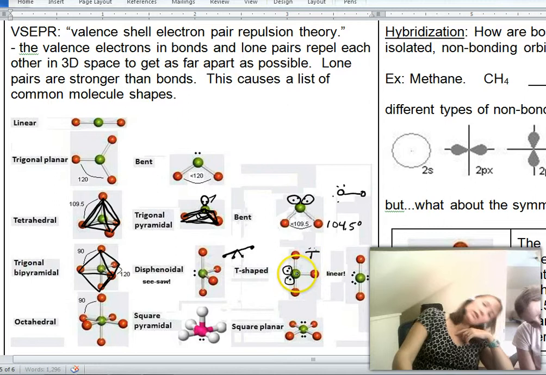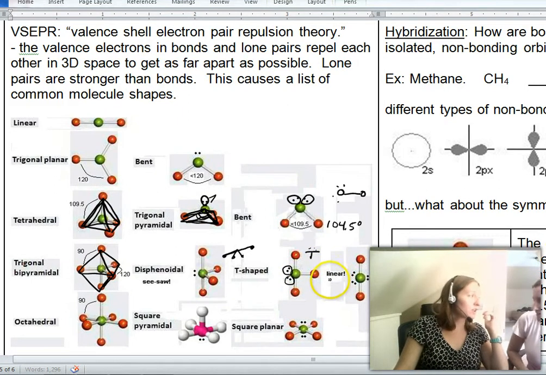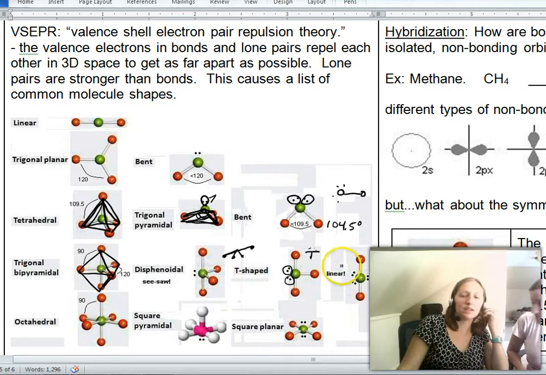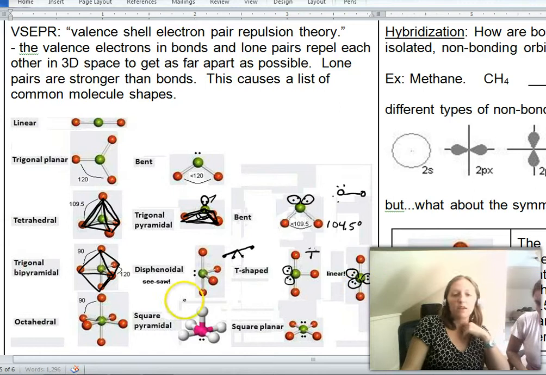And then, what if there were three lone pairs? Which actually happens sometimes. I've seen some molecule that does that. If you had three lone pairs, you lose all of your equatorial positions and you're back to linear. Okay. That's pretty. I know, right?